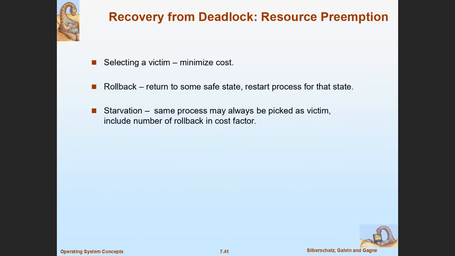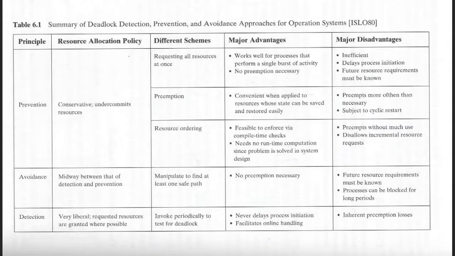Recovery from a deadlock, if we decide to preempt, means selecting a victim, which means minimizing the cost, time and resource cost. Rollback: return to a certain safe state and restart the process from that state. Starvation: some processes may always be picked as a victim. So include the number of rollbacks in the cost factor, of course.